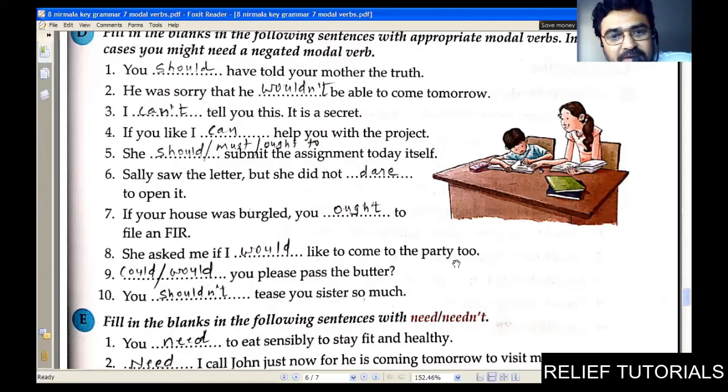I would can also work. She should or must or ought, that depends on the intensity, submit the assignment today itself. Sally saw the letter, but she did not dare to open it. हिम्मत नहीं थी.